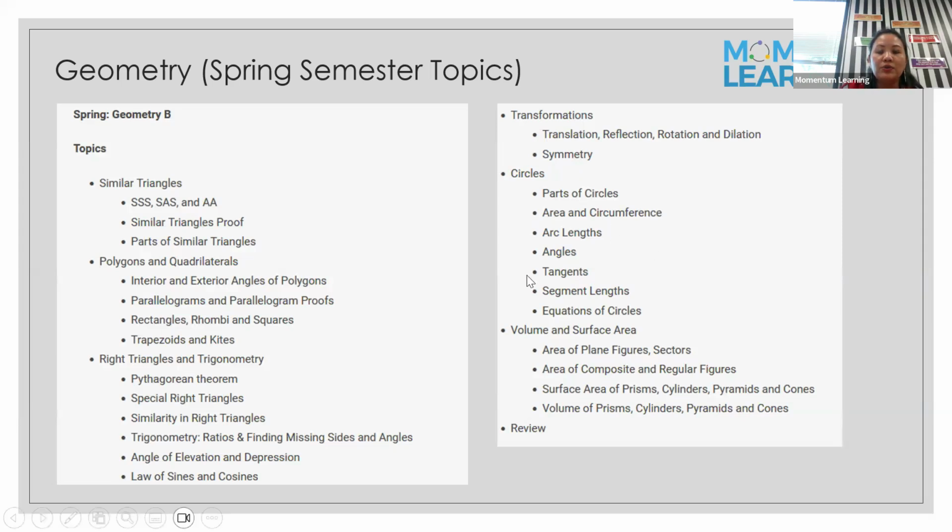We will then go into circles. And this is everything related to circles. We're going to be looking at arc length. We're looking at tangent, secant, or any equation that involves circles. And then we're going to wrap up the unit with volume and surface area and the ratio with regard to volume and surface area.